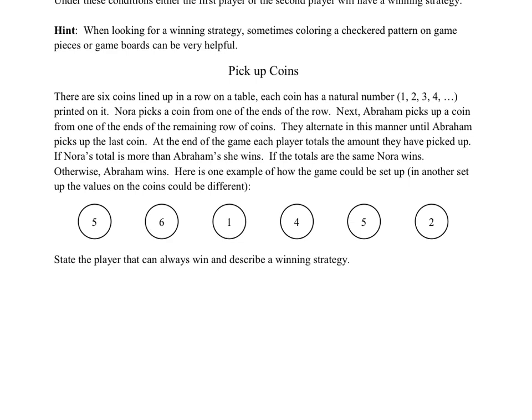And in a different version of this game, those numbers might be different. So Nora is going to play the role of our first player and is going to pick a coin from one of the ends of the row.